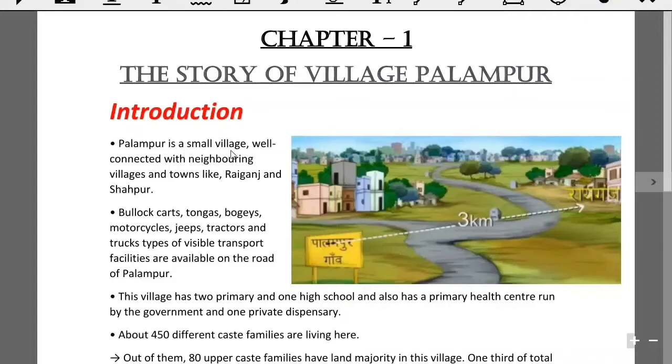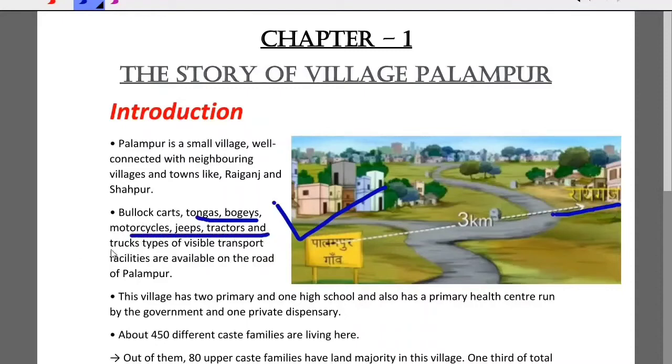Palampur is a small village, well connected with neighboring villages and towns like Raiganj and Shahpur. In this picture, you can see that Palampur is a small village and it is 3 kilometers away from Raiganj. Bullock carts, tangas, buggies, motorcycles, jeeps, tractors and trucks, these types of transport facilities are visible on the road of Palampur. So various types of transportation facilities are available on the road of village Palampur.